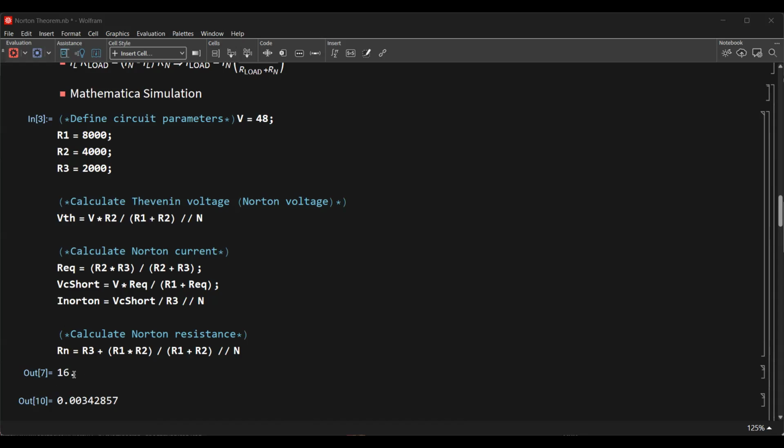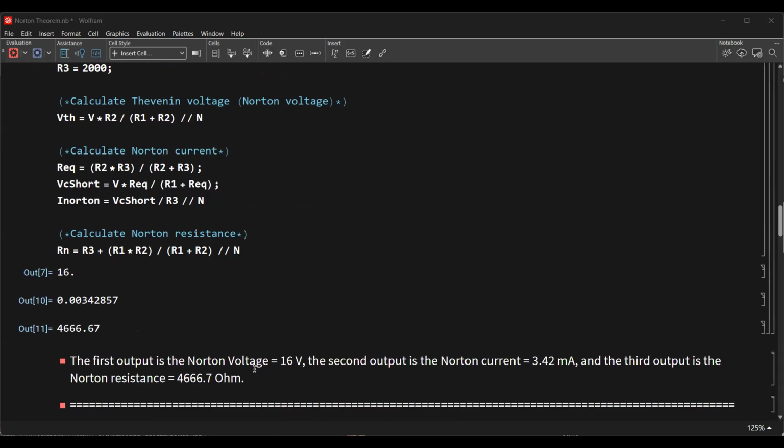So we have the 16 here, which is the Norton voltage, and then 0.0342857 is the Norton current, and the third output here is the Norton resistance, 4.667.